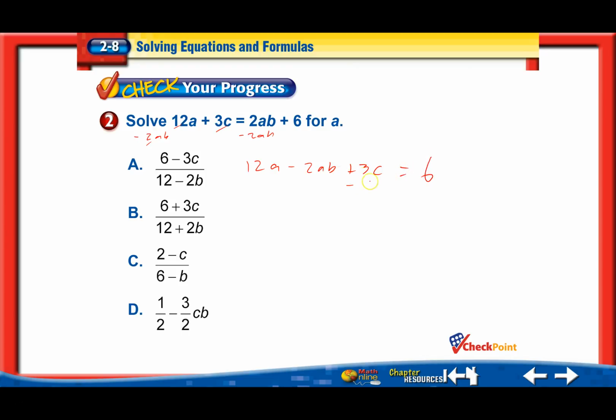I can subtract over the 3c. Again, they're not like terms, so they'll go next to each other.